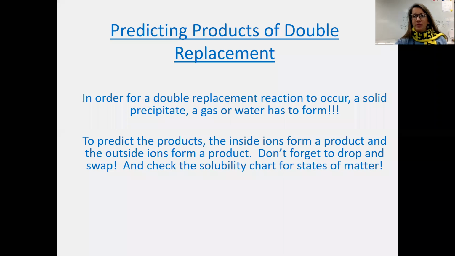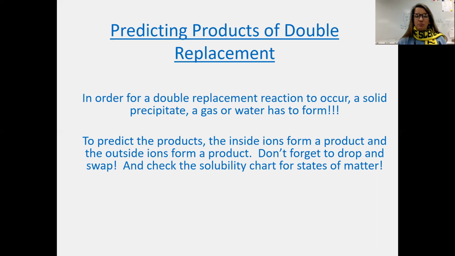So one thing I want you to remember, when you're talking about the types of reactions, with the double replacement reactions, we have to make something. We have to make a solid, we have to make a gas, we have to make a water or a liquid of some sort in order for the double replacement reaction to happen. So if you make two aqueous solutions as your products, the double replacement reaction would not occur and you can simply put no reaction, okay?